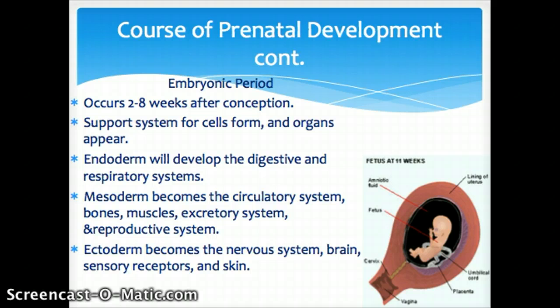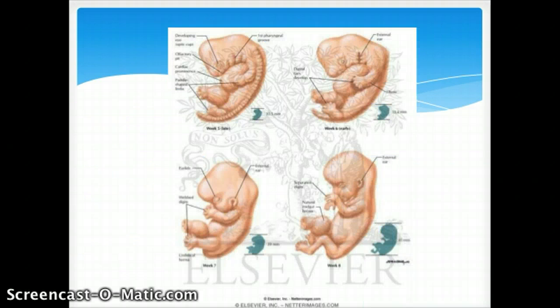This is where the nervous system and brain, sensory receptors, which would be the ears, nose, and eyes, form. The skin parts, such as the hair and nails, also form. Eventually, every body part will develop from these 3 layers. Here's a picture of an embryo from week 5 through week 8. This just goes to show how much it forms and changes in only 4 weeks.